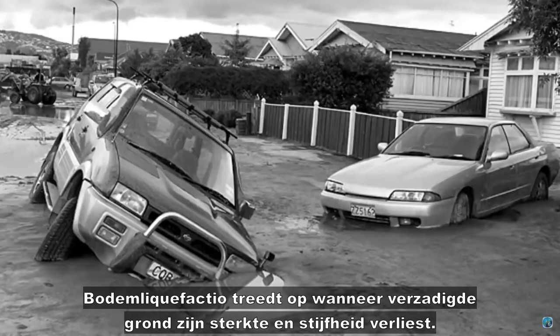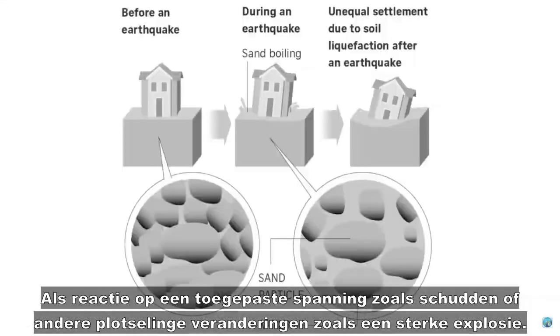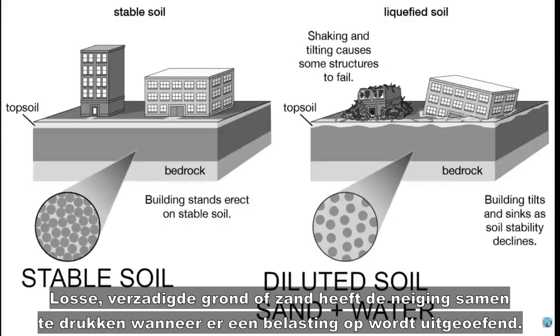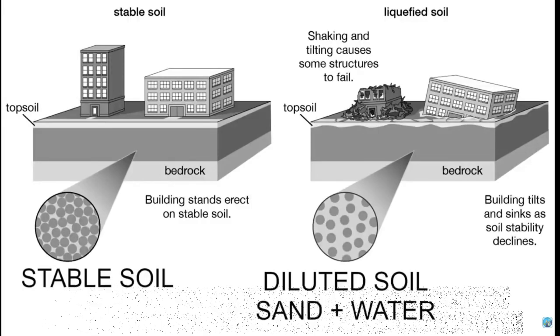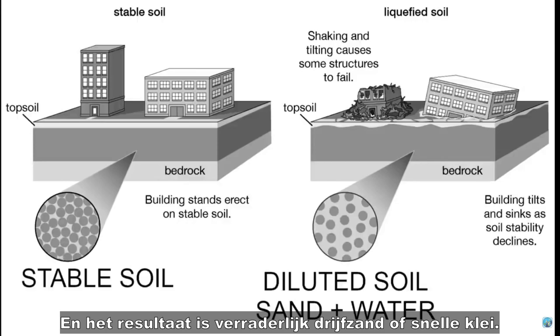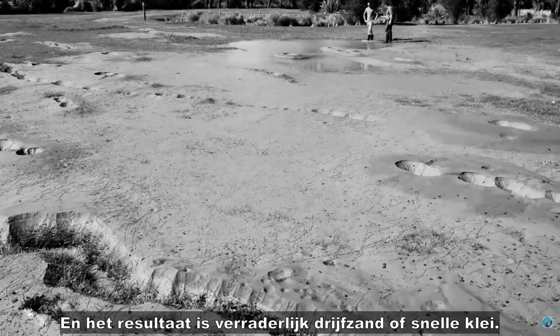Soil liquefaction occurs when saturated soil loses its strength and stiffness in response to an applied stress, such as shaking, or other sudden changes, such as a strong explosion. Loose, saturated soil or sand has a tendency to compress when a load is applied, but in the event of a stress, such as shaking or an explosion, we see the opposite. The soil tends to dilute, and the result is treacherous quicksand or quick clay.